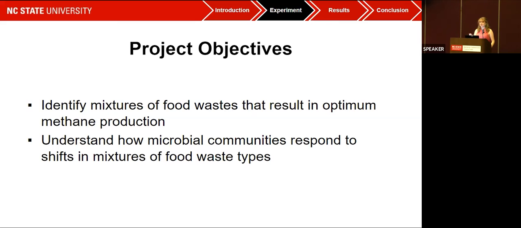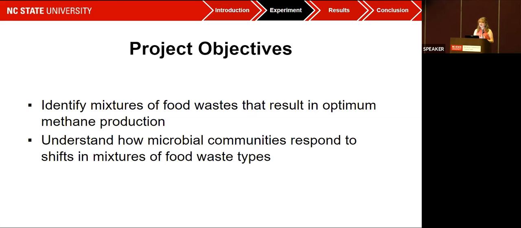For say, if a plant is getting high volumes of protein, what is that going to do to their plant that they've been feeding lipid this whole time? So I'm looking specifically at the food waste types of fruit and vegetable, fat, oil, and grease, and protein, which is meat waste.